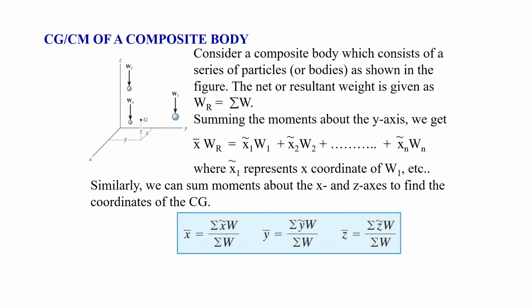Similarly, we can sum moments about the x and z-axes to find the coordinates of the center of gravity using these expressions. So here we're taking each of the individual particles or parts of a body and summing the individual components separately, as shown here. When we were doing this with differential areas in the previous example, it might have seemed a little complicated. But if you're dealing with something more straightforward like a circle, a sphere, a rectangle, or a triangle, then calculating the weights and the distance to the centroid of an individual component isn't as complex.